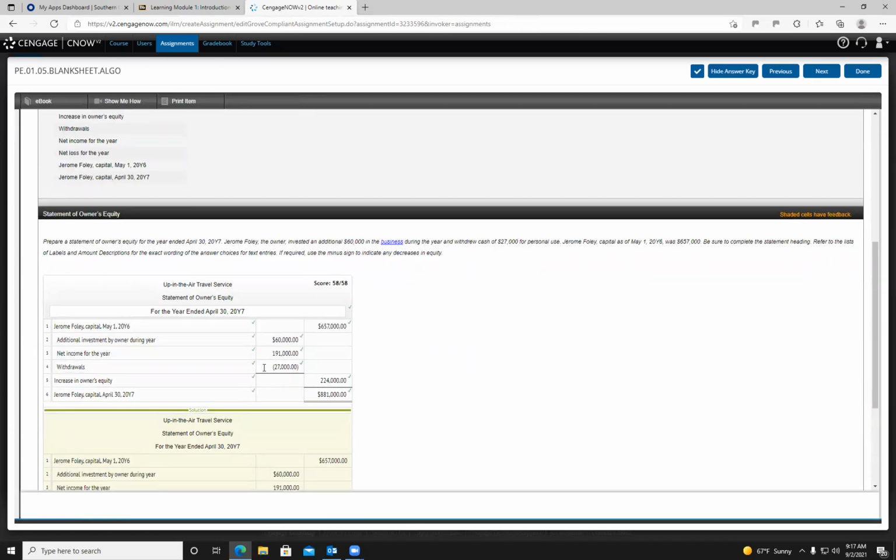We also would put in the withdrawals that he did. They gave us that information up here in the problem. So we know that that's going to be represented with a negative. We calculate if there was an increase or a decrease in owner's equity for the year. It increased by 224,000, which means we now add that into our previous year's capital, and our new capital balance is 881,000.